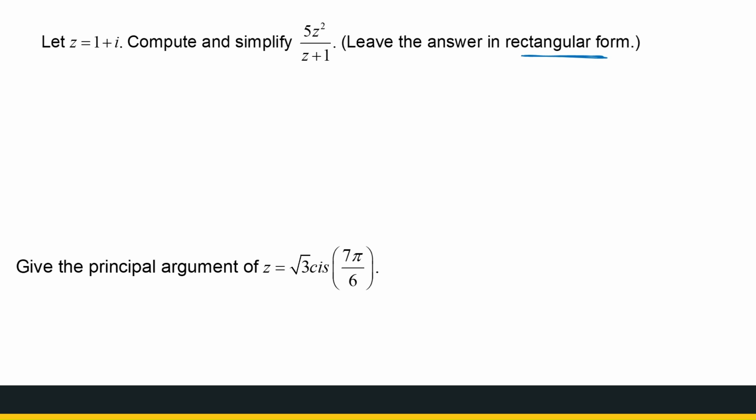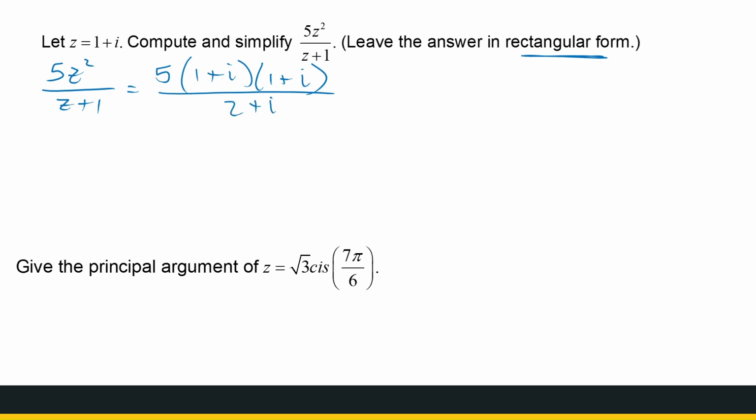So what would that look like? Well, this is just calculation based. So it's 5 times z squared. Now z squared is just z times z, divided by z plus 1. Well, if I add 1 to z, I just have 2 plus i. So that's what we want to calculate. So firstly, 5 times 1 plus i times 1 plus i is 1 minus 1. So the real portion is 0. The imaginary portion is i plus i, which is 2i, over 2 plus i. So we've got 10i over 2 plus i.